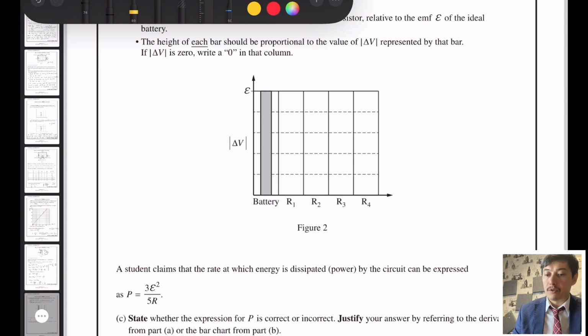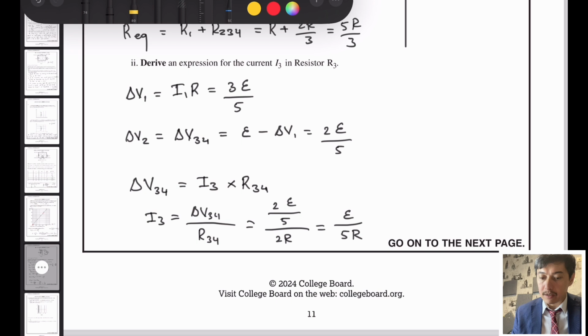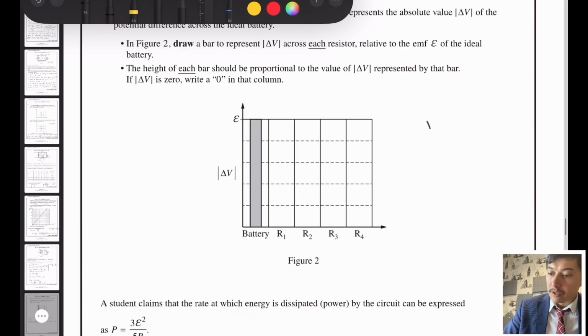If delta V is 0, write 0 in the column. Now, earlier, we already found the potential across resistor 1, resistor 2, and 3, 4 combined. We already know that delta V1 is equal to 3 epsilon over 5, and delta V2 is equal to delta V3, 4 combined, 2 epsilon over 5.